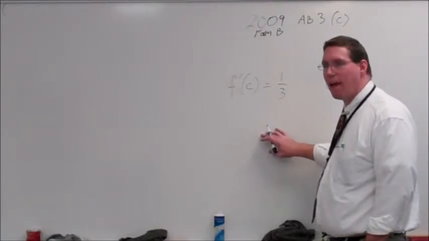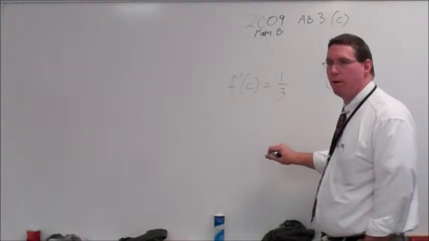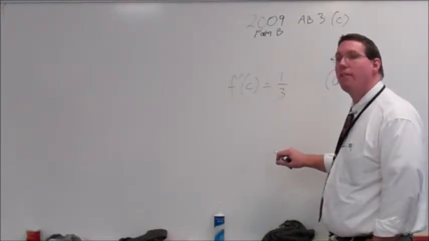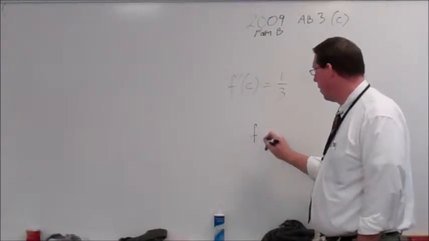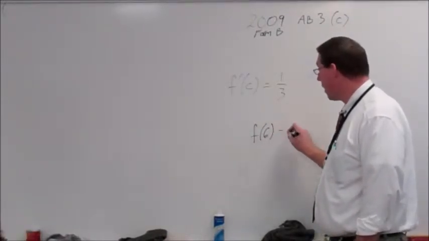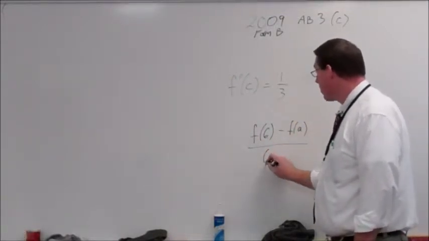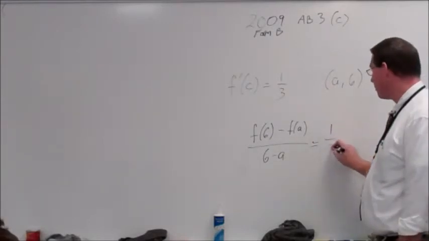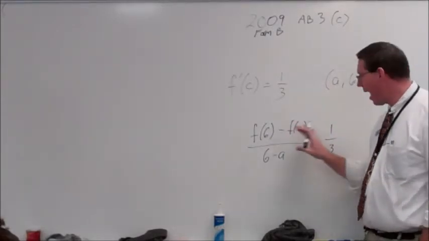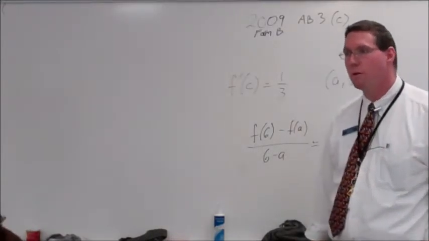How would I write it down? What do I have to write down? If I want to use the mean value theorem, what must be included in my answer? The average rate of change. That's right. And what would I start with? F of 6 minus f of A over 6 minus A. And this must equal what? 1/3. This has to be true, and now we have to find a value for A that will make this true.